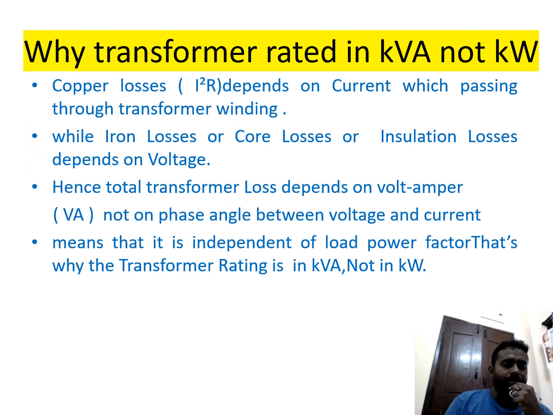That was about the equivalent circuit of a transformer when referred to primary and secondary, and the approximate equivalent circuit. And there are some questions that are generally asked in your external question papers, or maybe in some interviews. Two important questions that are very frequently asked: why the transformer is rated in kVA, not in kW, kilovolt ampere, and not kilowatts? Copper losses depend on current which is passing through the transformer winding, while iron losses or core losses or insulation losses depend on voltage.